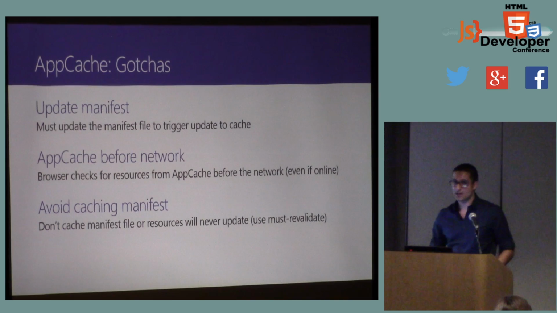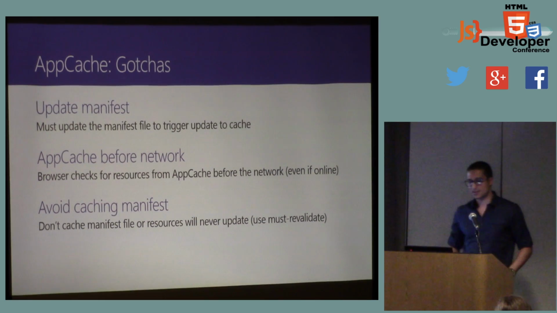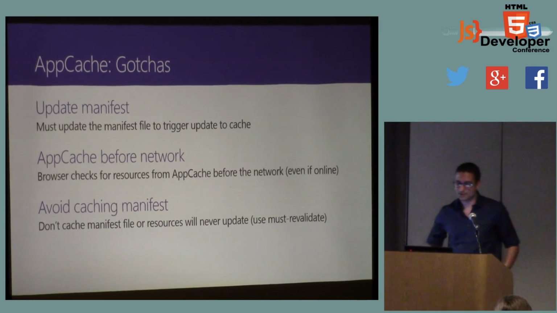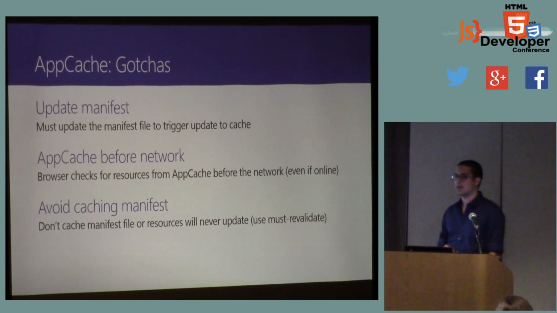So there's a few things that actually discourage people from using AppCache. We call them gotchas because they get you. There's actually more than these ones, but I'm going to mention probably the biggest ones. So one of the main ones is you have to update the manifest file in order to trigger an update to the cache. So that manifest file we saw before, you'd have to make a change to it.